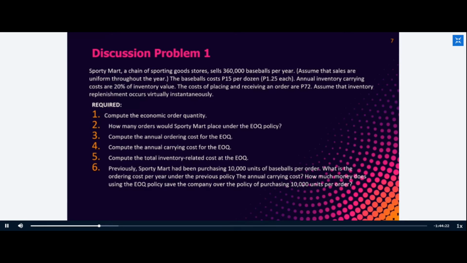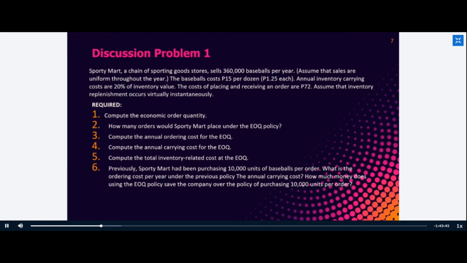prior to determining EOQ, nagpa-purchase pala sila ng 10,000 units. Basically, in number 6, we're being asked to compare yung previous policy nila and EOQ. Magkano ba yung nasa-save, no? So, assume that in number 6, nandito ka na as financial manager, no? So, as an accountant, paano mo resolve to, no? So, we always say, we're here to make sure that we'll be able to support the management, no, in their business decisions, no.